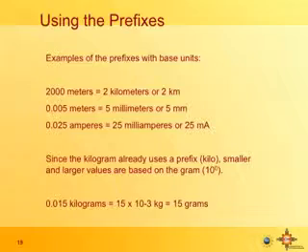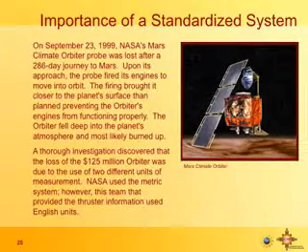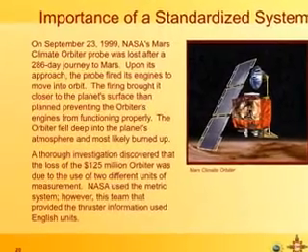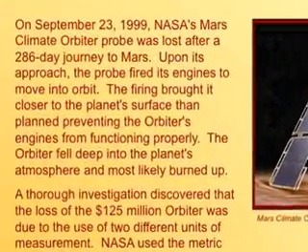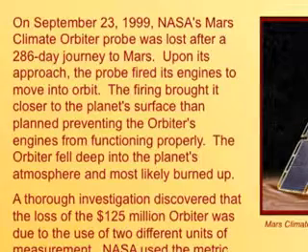So why is it important that we standardize on some system? Well, here's a story NASA tells people about why it's important to know your units. It's an embarrassment, however, for NASA. But in September of 1999, NASA's Mars Climate Orbiter probe was lost, after a 286-day journey to Mars. They probably spent 10 years building this probe.